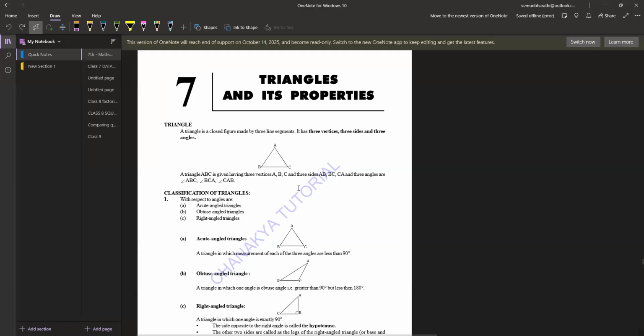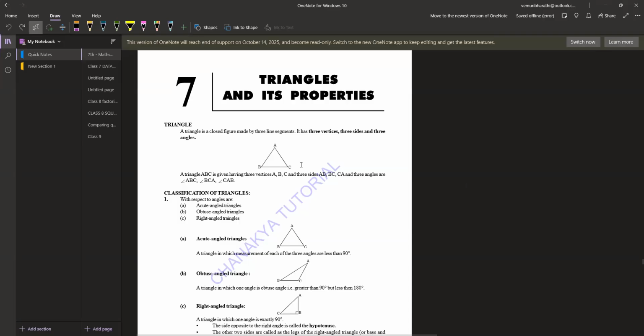What are the different types of triangles? Classification is based on sides and based on angles. Based on angles: right angle, obtuse, and acute. Very good. Based on sides: equilateral, isosceles, and scalene. Wonderful.